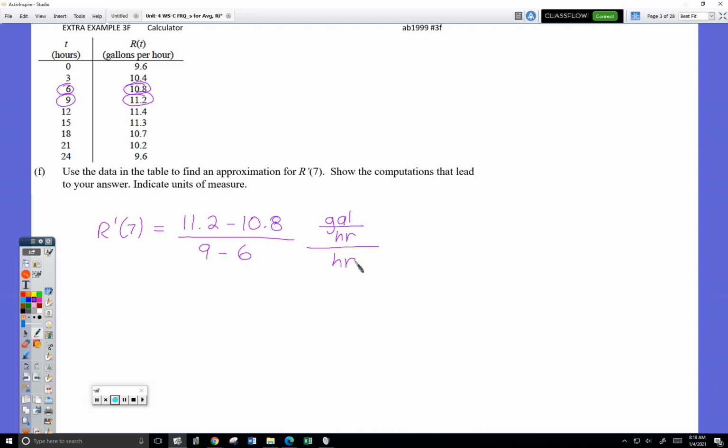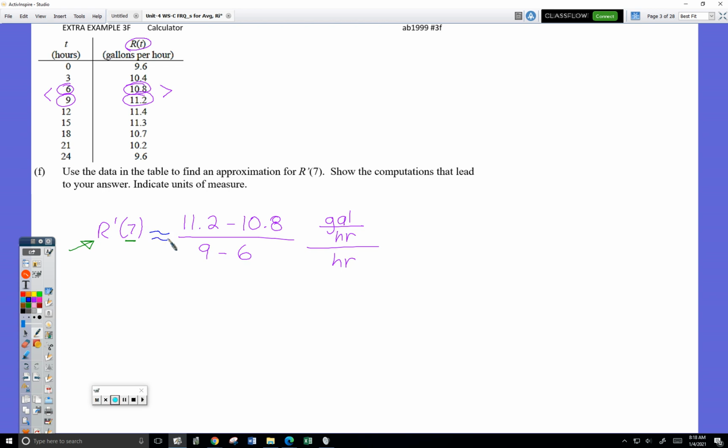It is important to note that we just found a secant slope of the graph of r because we found the slope between two points on r. So we're finding a secant slope and we're using that to approximate a tangent slope, because r prime of 7 represents the tangent slope of r at hour 7. So this is our approximation. I should have written an approximation sign, although I don't think they dock points for that little kind of mistake.